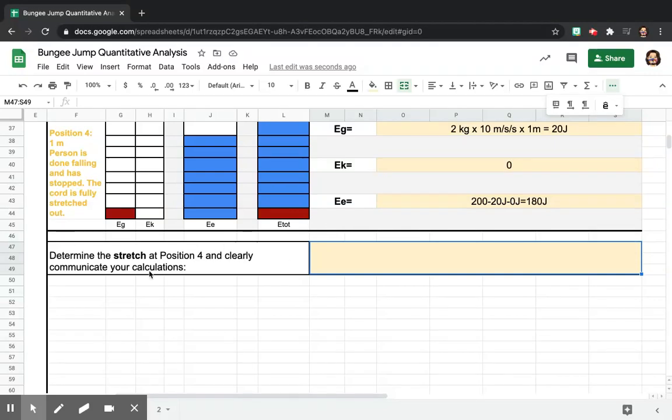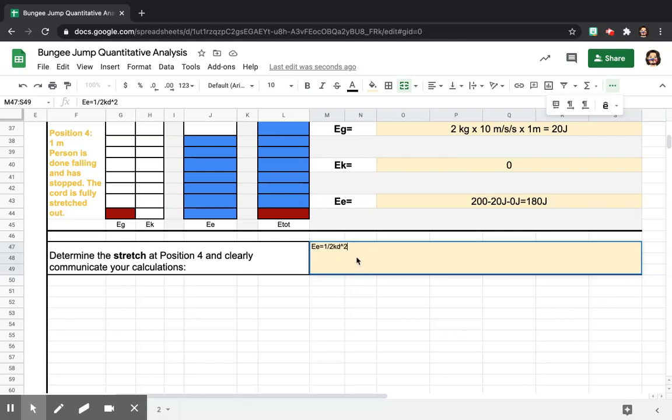All right, now we're going to do this last part. We're going to determine the stretch at position 4 and clearly communicate your calculations. In other words, we're solving for the stretch. So we can solve for the stretch by using elastic energy equals 1/2 kd squared.